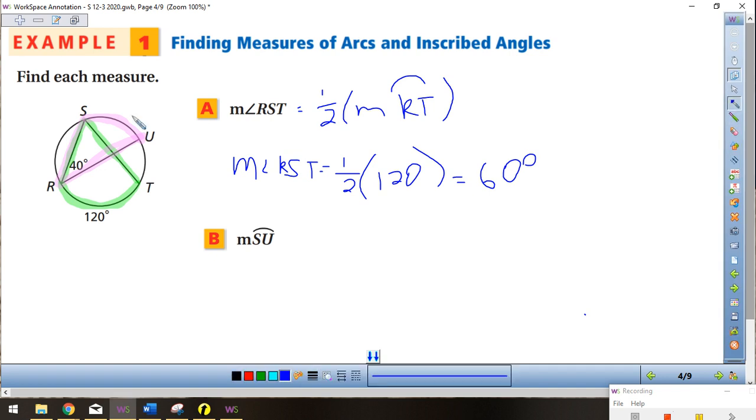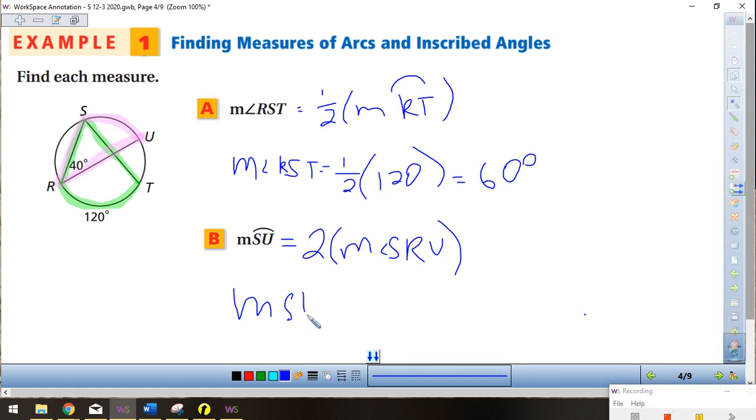To find the arc measure, remember your arc measure is double the measure of your angle. So the measure of arc SU is 2 times the measure of angle SRU. The measure of arc SU is going to be double the angle, which is 40 degrees. So 2 times 40 is going to give you 80 degrees.